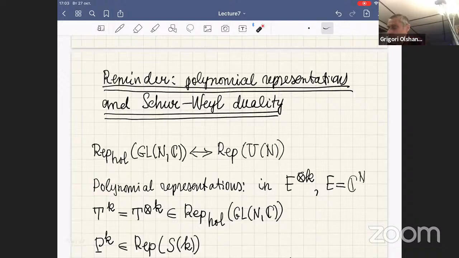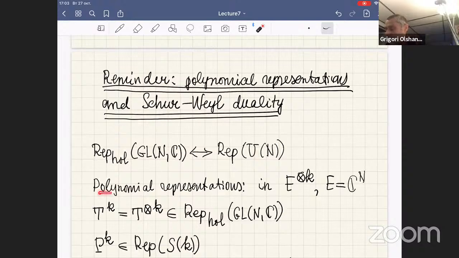So, okay. Let me recall briefly what I said previously about polynomial representations and the Schur-Weyl duality. So I recall my notation. These are representations of the group GL_N which are holomorphic. And this category is equivalent to the category of ordinary representations of a unitary group.